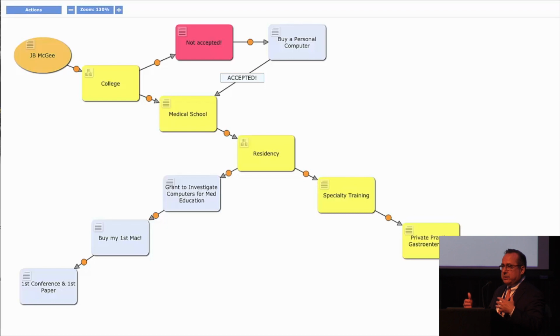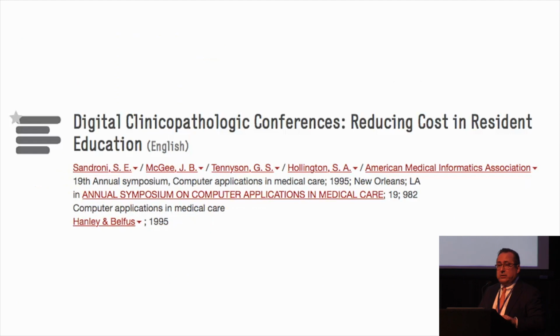He's a nephrologist, so we had a lot of little animated and illustrated lessons that the residents and the medical students could interact with while they were on the wards and in the context of taking care of patients. And so we published our first paper and presented at our first conference. And I want you to notice the title. It's called Reducing Cost in Resident Education.